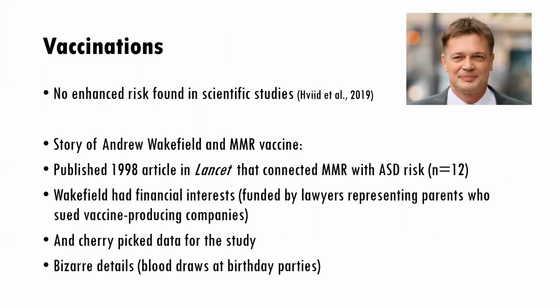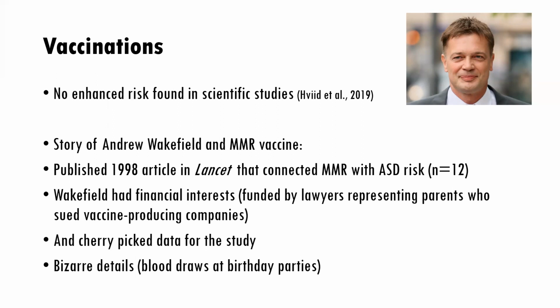Let's talk about vaccinations next. So we've talked a lot about the neuroscience of autism and covered a lot of pieces there. What I'm also going to say is something that is not a factor in why children develop autism. You've probably heard about the theory that vaccinations, particularly the MMR vaccine, have been associated with autism. Well, I can tell you there is no enhanced risk found in scientific studies. Okay? In fact, the story of how the MMR got associated with autism is very interesting.